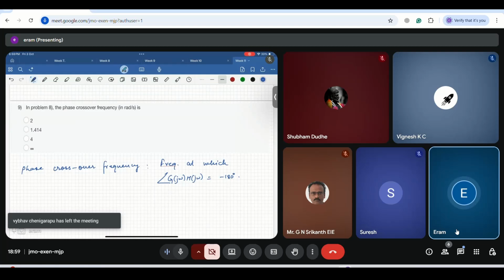And why are these gain crossover frequency and phase crossover frequency so important for us? Why are they defined in this way only? Why is it defined like the magnitude should be 1 and phase should be minus 180 degree? From where is it coming?